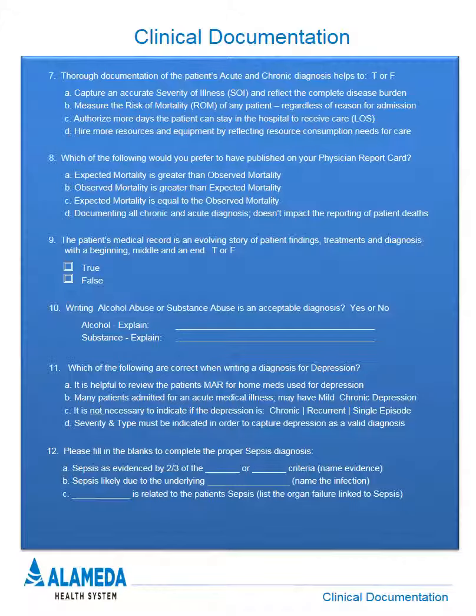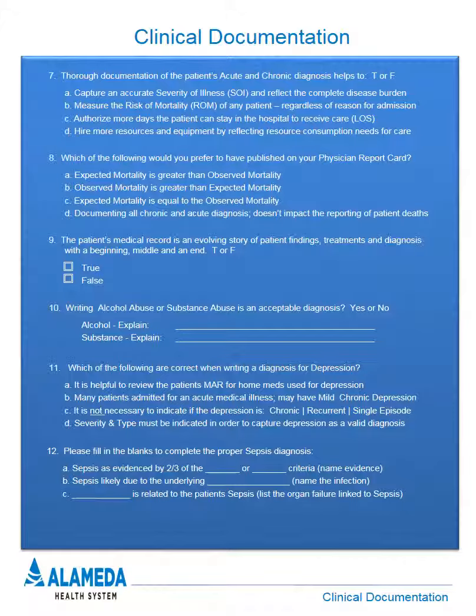Typically, a patient is not admitted to a medical unit if that's their reason for admission, if it's a single episode or a crisis for depression. But a chronic or a recurrent episode happens very frequently, and especially you see this in a lot of elderly or patients on antidepressant medications, and they might have mild chronic depression. And then the severity and the type, the severity is the mild and the chronic is the type, is indicated in order to capture it as a valid diagnosis.